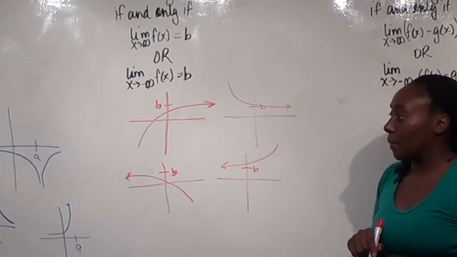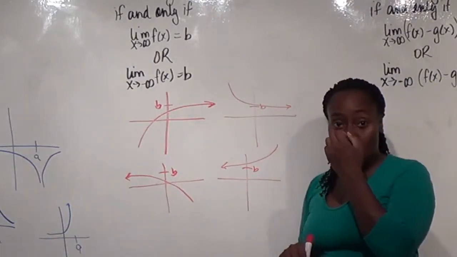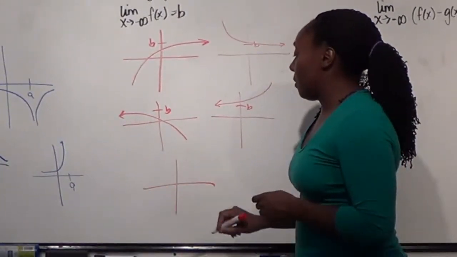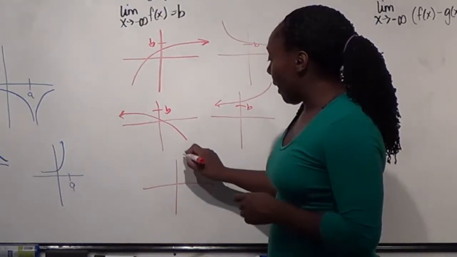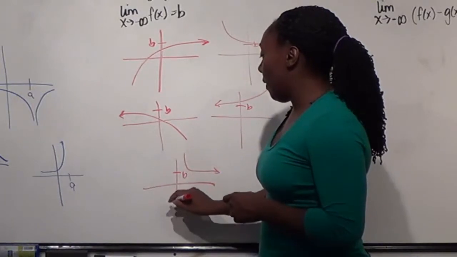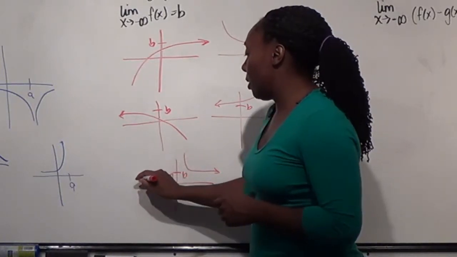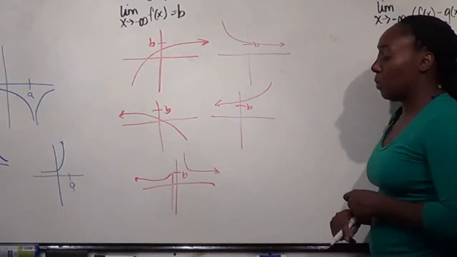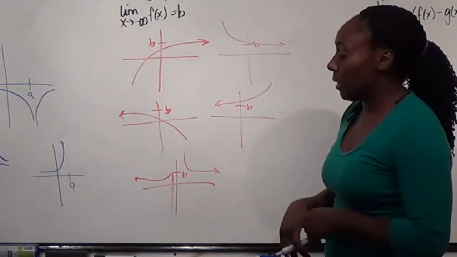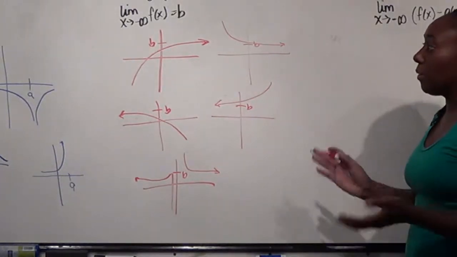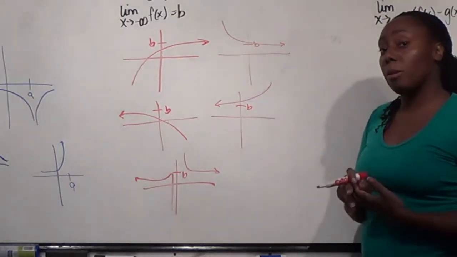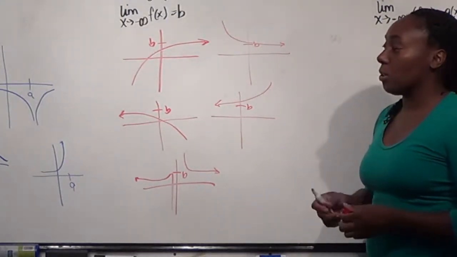Okay. And you may have some functions where both of these occur. So maybe as it goes to positive infinity, it approaches this value b, and then over here, maybe it approaches b that way. Okay? It doesn't have to be one side or the other, but as long as one of those limits approaches some value, so an actual numerical value, then I have a horizontal asymptote.